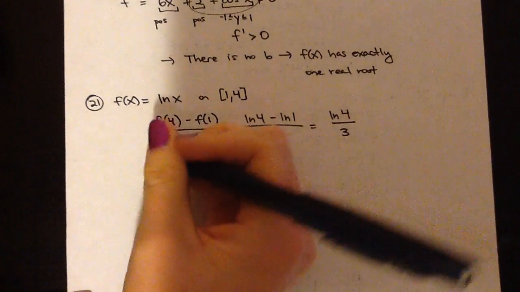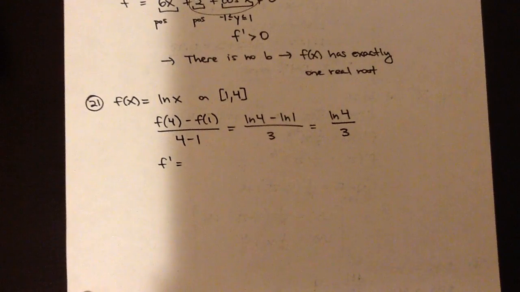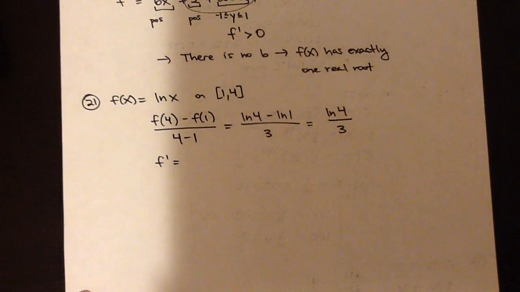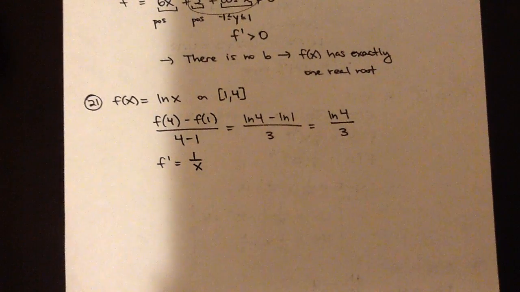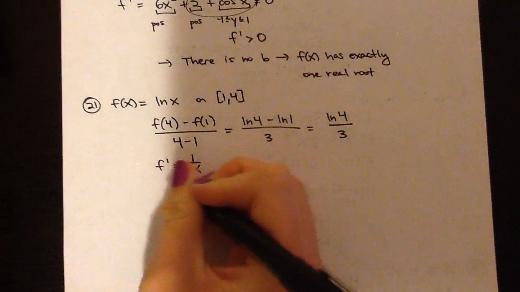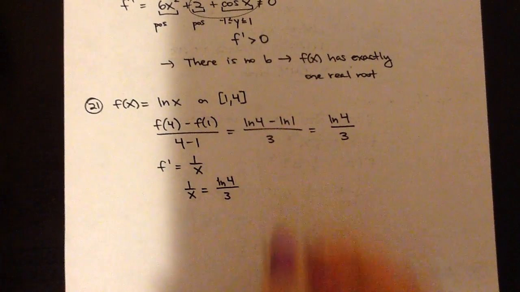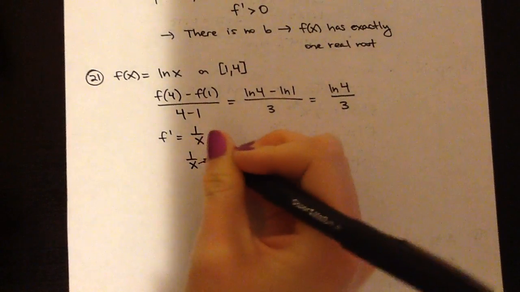What I do now is I want to find where I would get a parallel tangent line. So I want to know when my derivative would be the same. So I take the derivative of the natural log of x. Derivative of natural log of x is just 1 over x, one of our easiest derivatives. And so I set my derivative equal to the average rate of change. Okay, and this is going to be kind of ugly just because I have the natural log. I'm going to cross multiply.